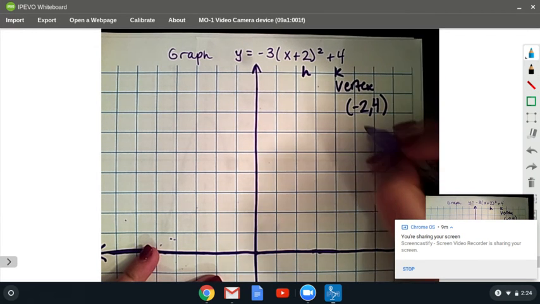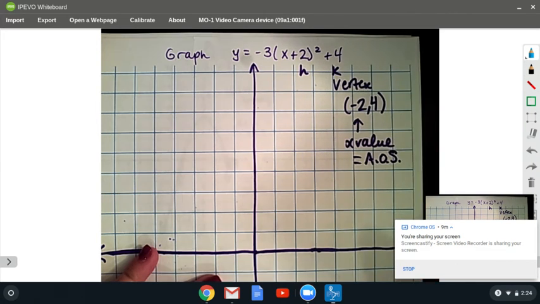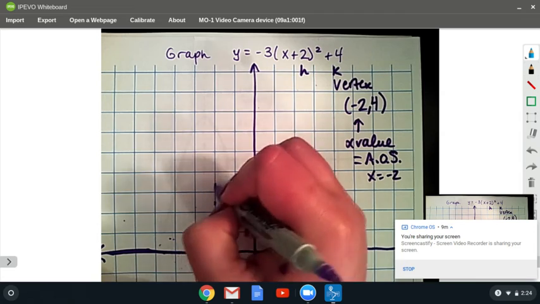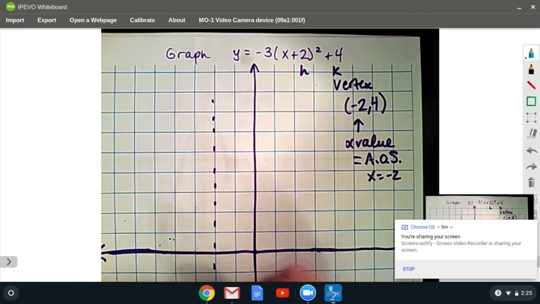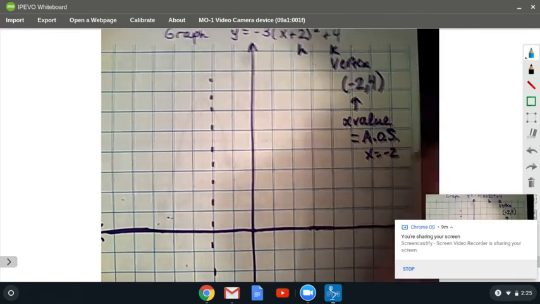That also means whatever the x value of your vertex is also your axis of symmetry. Okay, so x is -2. So at -2, I can go ahead and make that dotted line for my axis of symmetry. I can also go ahead and plot my vertex, -2, 4.